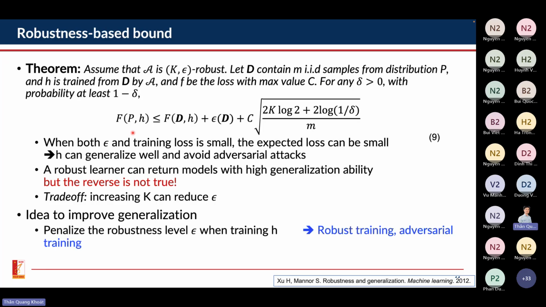Okay. So by this approach, there's one trade-off between the robustness and the way we divide the data space into a large number of areas. And from this theory, it can provide some idea to train a good model. For example, we should ensure that the learner is robust, right? And a trained model should be robust. And then by this theory, the model can generalize well, right? And also be robust and can face adversarial attacks well.